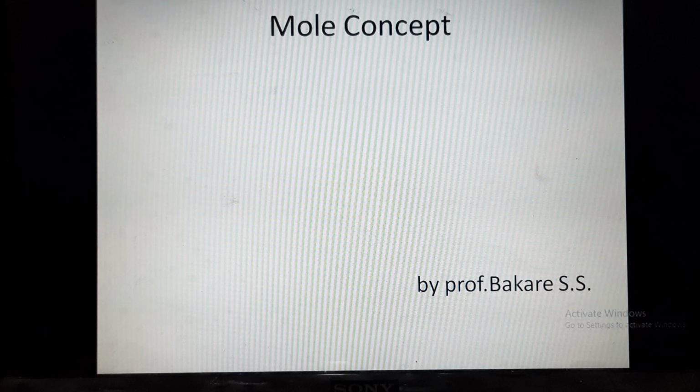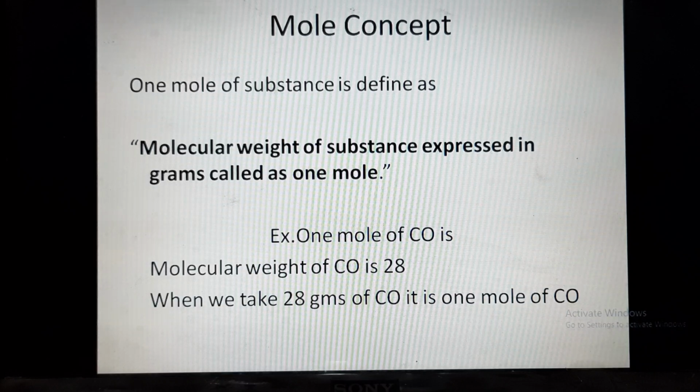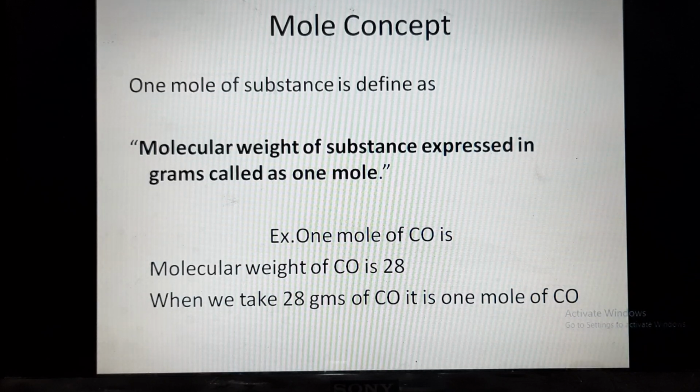Today we discuss a basic concept of chemistry, that is the mole concept. So what is 1 mole of a substance? It is defined as the molecular weight of the substance expressed in grams, called 1 mole. For example, the molecular weight of carbon monoxide is 28. When we express this in grams, 28 gram of carbon monoxide is 1 mole of carbon monoxide.